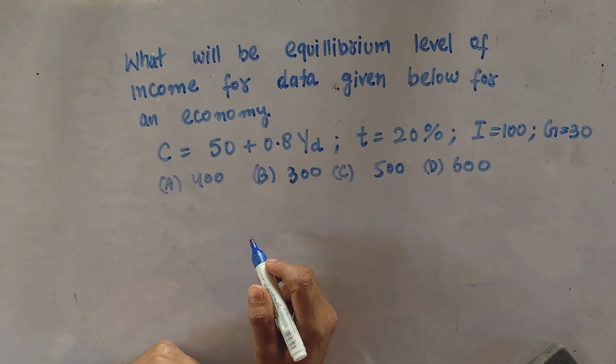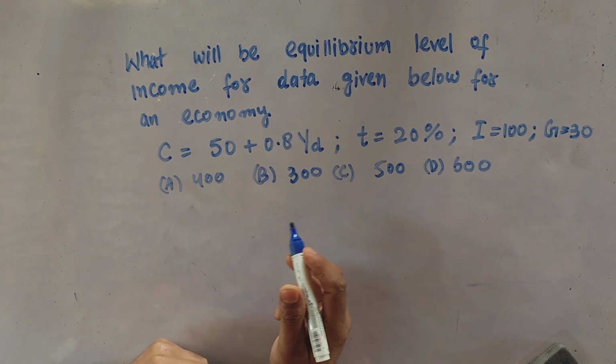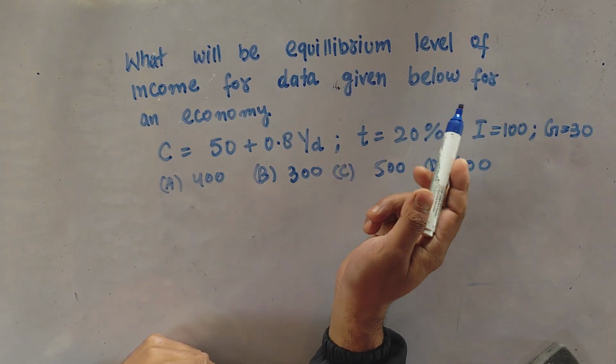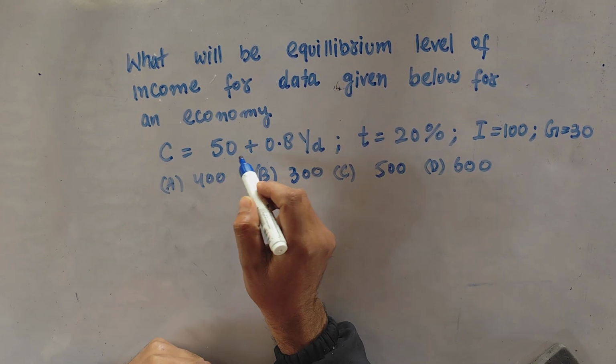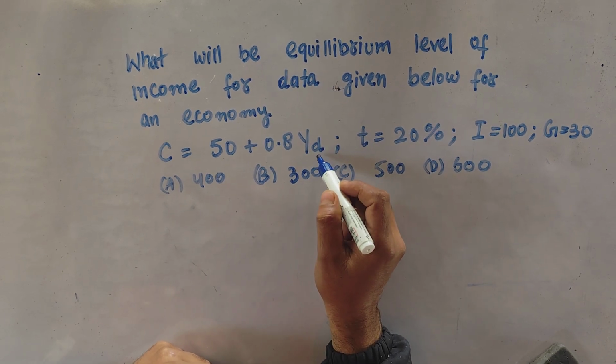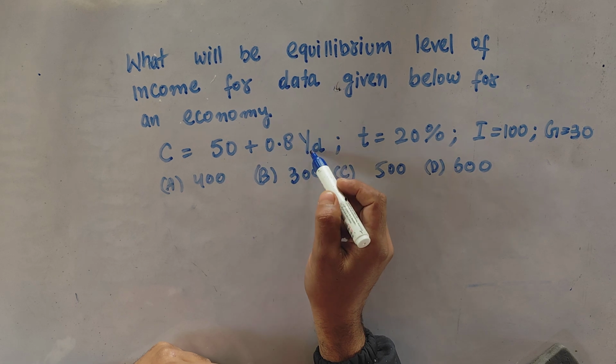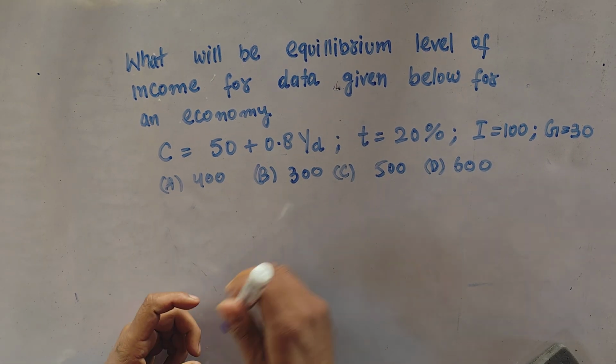In this video, we will learn how to find out the equilibrium level of income for the data given. Question is, what will be the equilibrium level of income for data given below for an economy? Consumption is equal to 50 plus 0.8 y subscript d. C is the consumption, 0.8 is the marginal propensity to consume, and y subscript d denotes the disposable income.